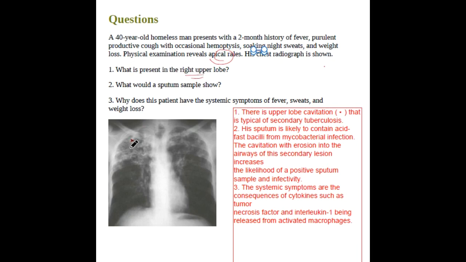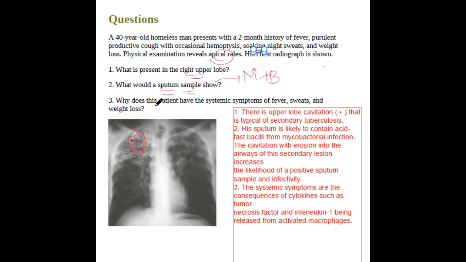Here, if you see, this is a cavitation. See, this is a cavity which is formed in the right lobe. So what does the sputum sample show? The sputum sample shows acid-fast bacteria, most probably Mycobacterium tuberculosis.